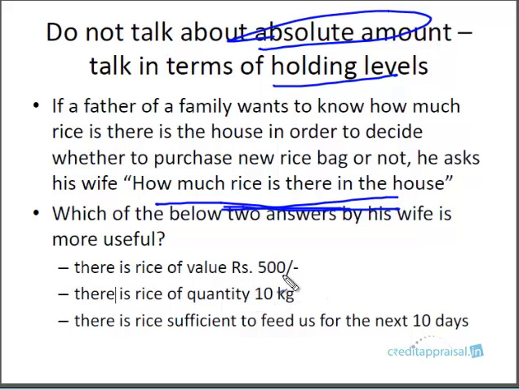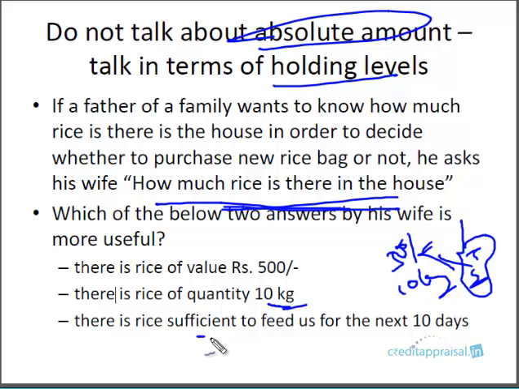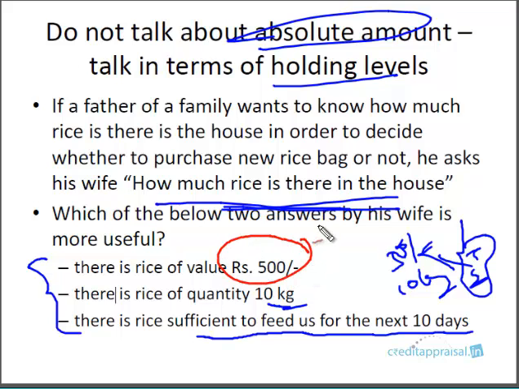She might say there is rice of value 500. The value of this rice is 500. Or she might say we have rice of quantity 10 kgs. Or she might say there is rice sufficient to feed us for the next 10 days. Now, which of these three answers will be more useful to the husband? If you think about it, the first answer is really not of much use. You see, the purpose here is not to sell this rice in the market. This is for consumption.